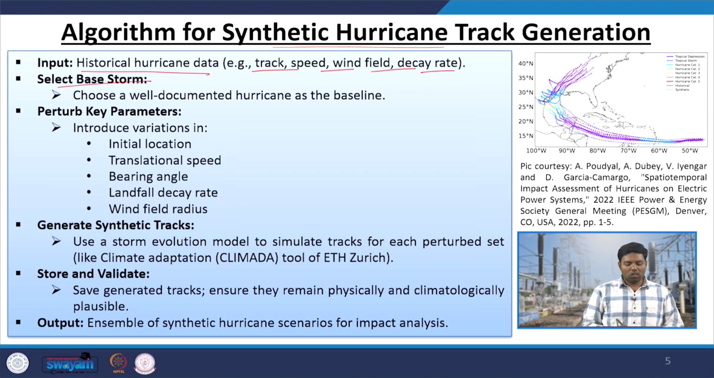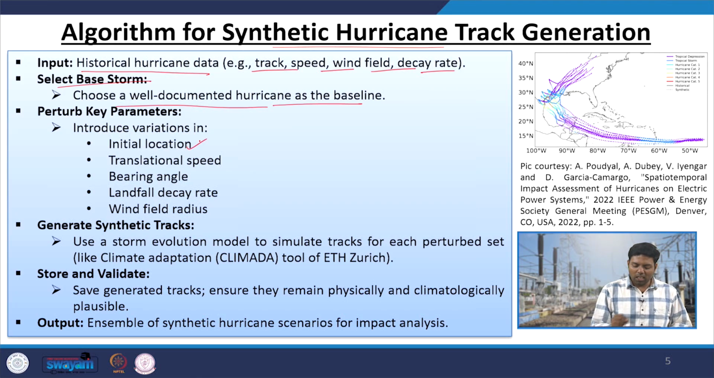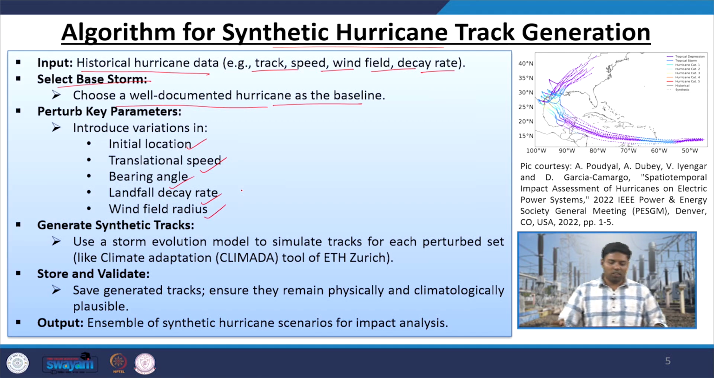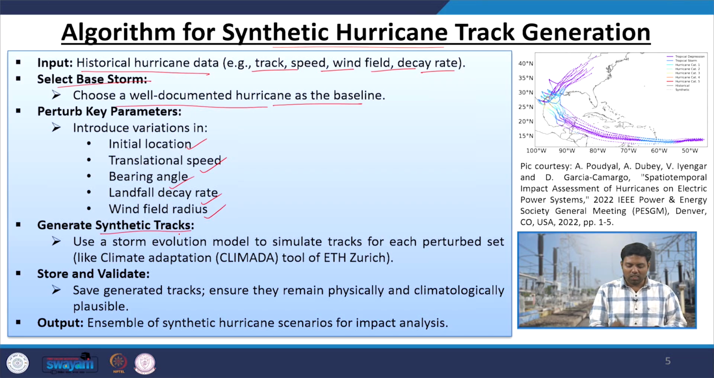So, select a base storm, choose a well documented hurricane as the baseline. Then what values you will take? Take the initial location, the translational speed, bearing angle, landfall decay rate and the wind field radius. And these things you perturb a little bit to create the scenarios or the synthetic tracks, because that is a deterministic track, because that event has already happened. So, you know how the hurricane has traversed through the line from the coastal area. So, take that data, perturb it and generate the synthetic tracks.